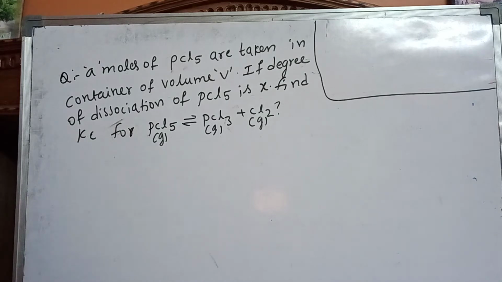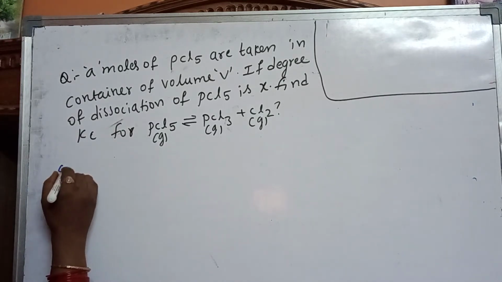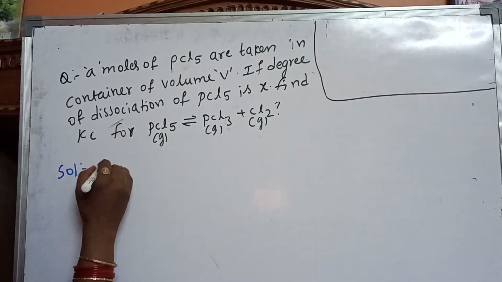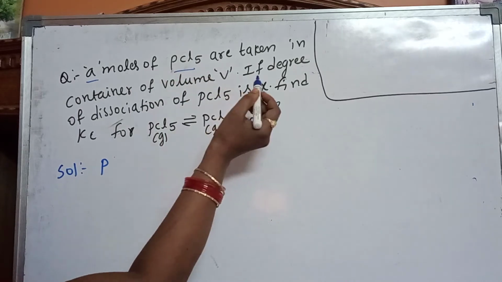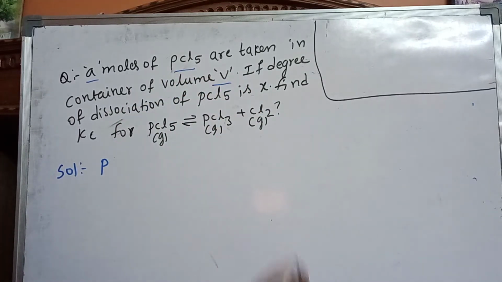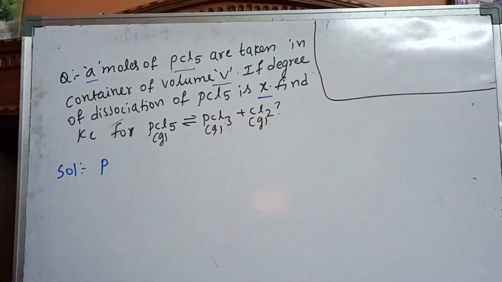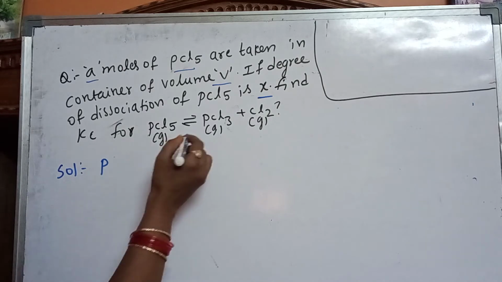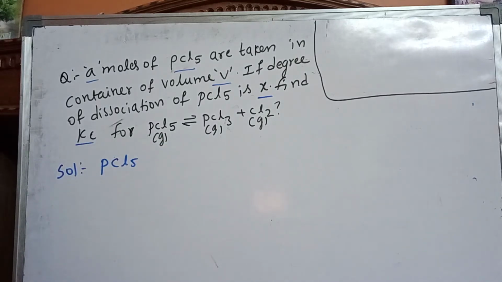So we can do one problem. See here, for this solution, what is the question? A moles of PCl5 are taken in a container of volume V, and the degree of dissociation of PCl5 is given as X. This is the given reaction. For this given reaction we have to find out the Kc value.